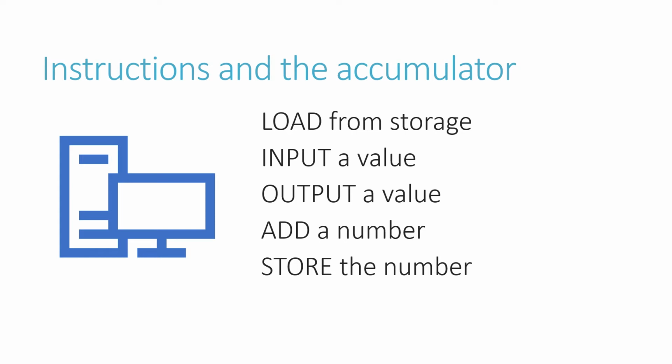Many of the instructions which we execute during a program will directly affect the accumulator. If we load a number directly from storage, it will overwrite what's in the accumulator. If we input a value, for instance, type it in, that can overwrite the value in the accumulator. Or we can output whatever number is in the accumulator and print it out, for instance, on the screen.